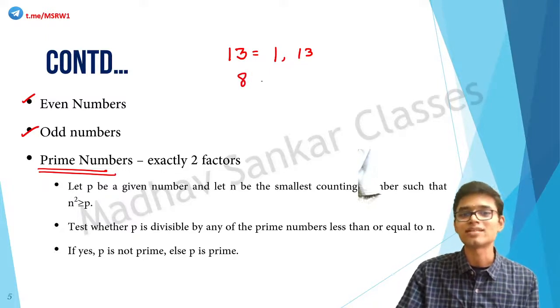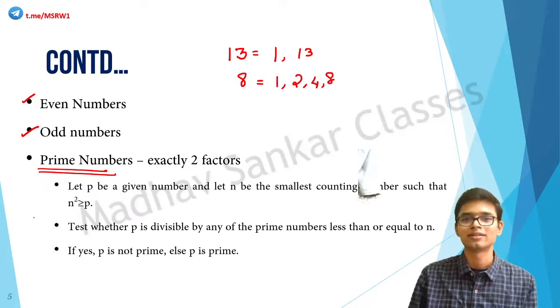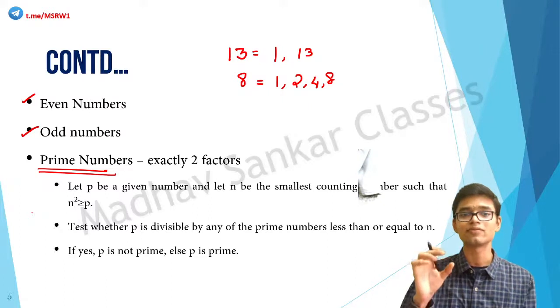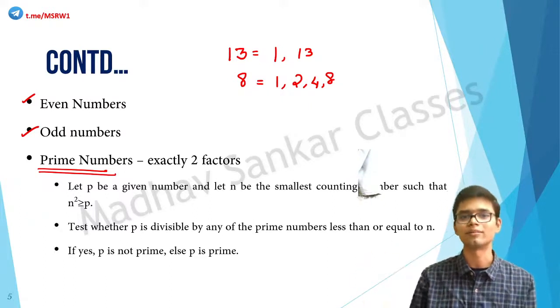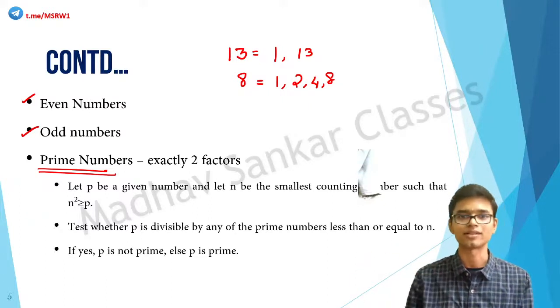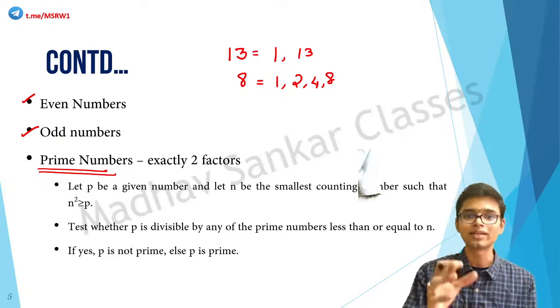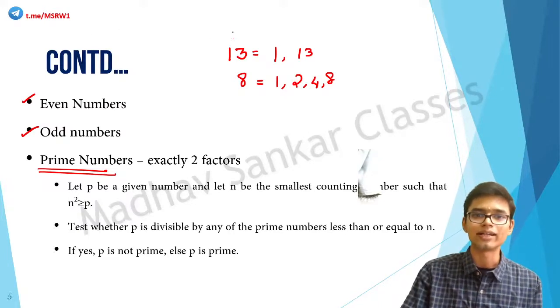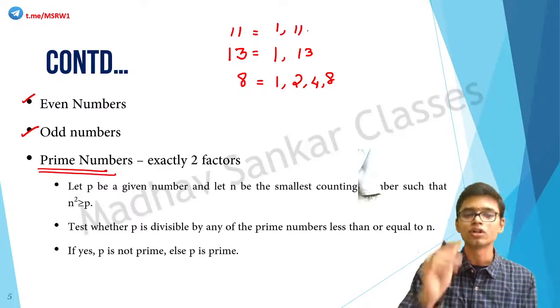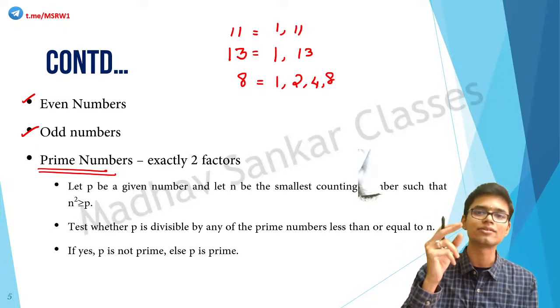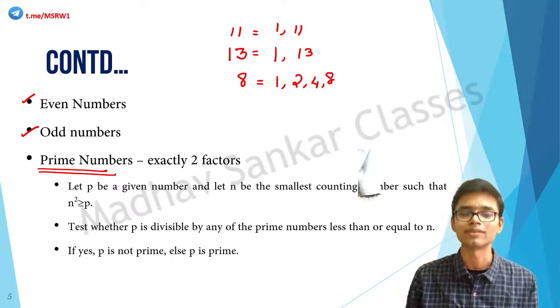8. Is 8 a prime number? No. Why? Because the factors of 8 are 1, 2, 4 and 8. Factors means what? Those numbers which can divide the given number. Those are known as factors. So 8 has multiple factors. 8 has more than 2 factors. So 8 is not a prime number. But 13, another example, 11. 11 has only 2 factors, 1 and 11. So those numbers which have exactly 2 factors are known as prime numbers.